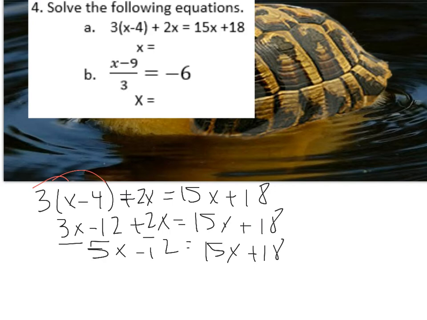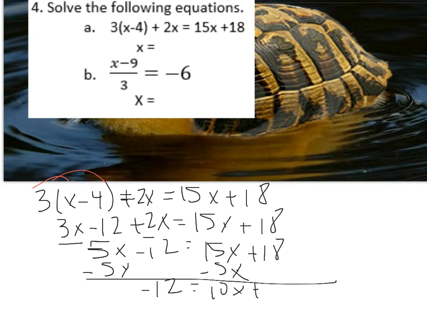Hi, guys. Okay, so I am going to subtract 5 from both sides. There's a lot of ways you can go from here. I'm sure you might have done it a different way, but you can still get the same answer. That will leave me with negative 12 here. And 15x minus 5x is 10x plus 18.